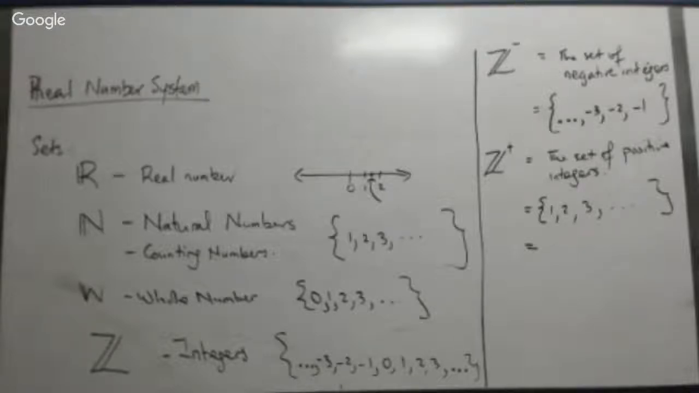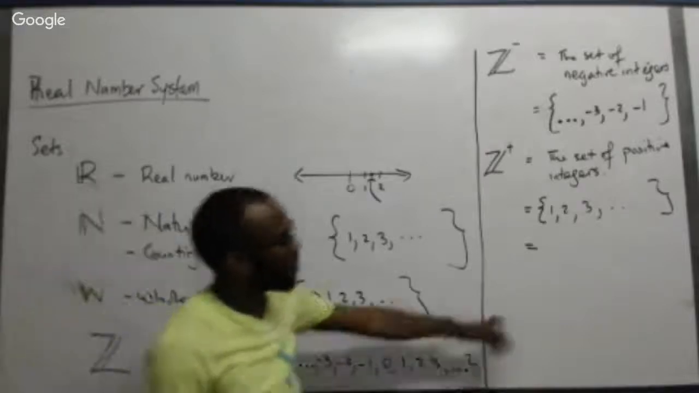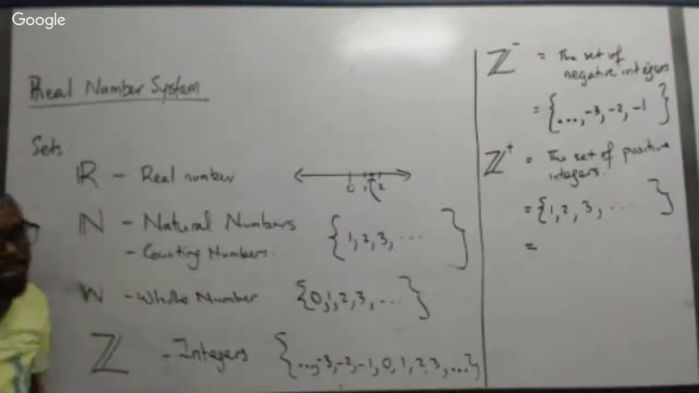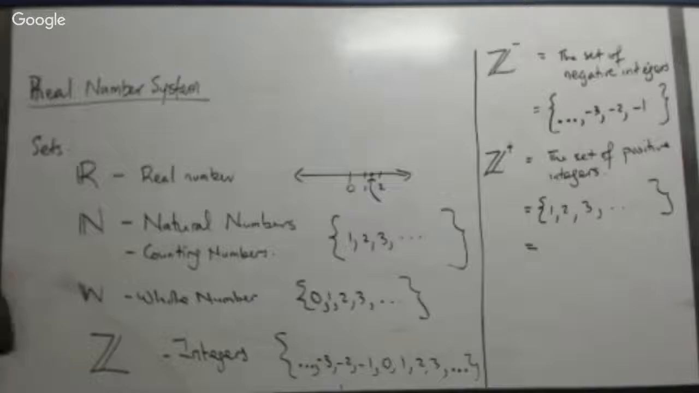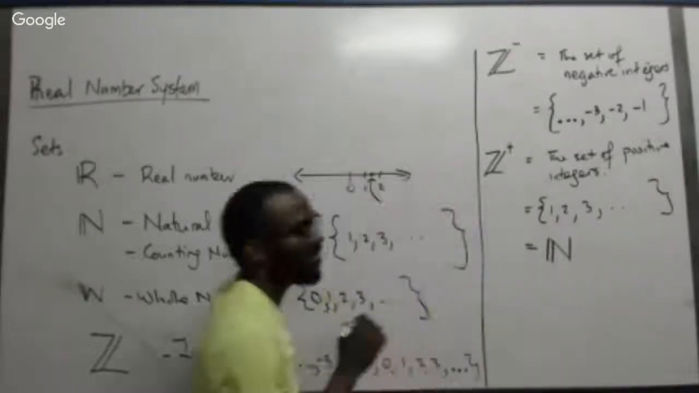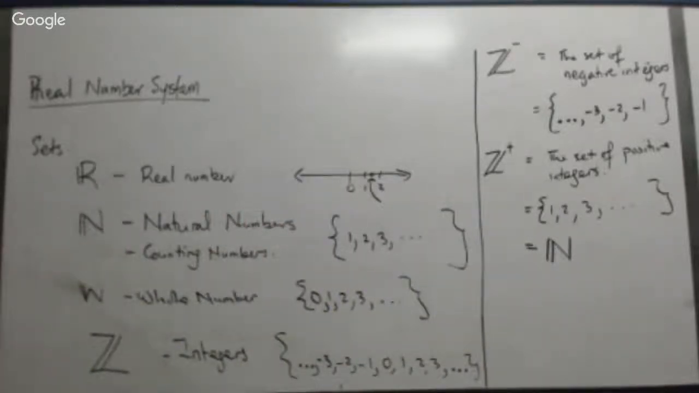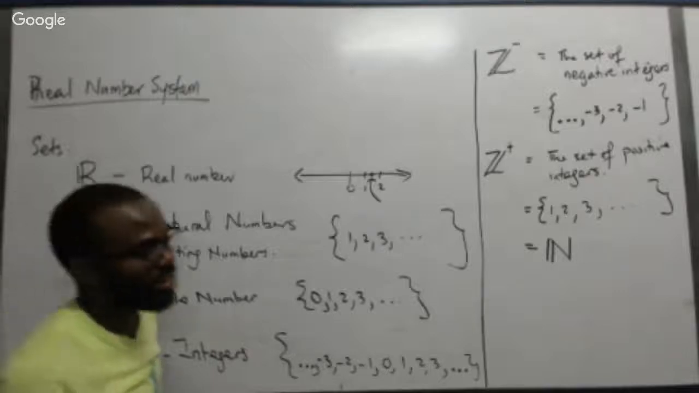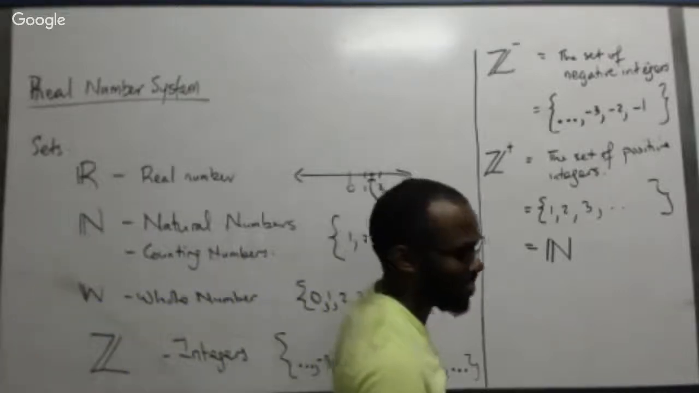So remember that. We're going to use it heavily. That's why I put real and natural numbers first. What set is that equal to? The natural set. This is a very important relationship. Z plus and the natural set are the same. They both start at 1 and increment by 1.